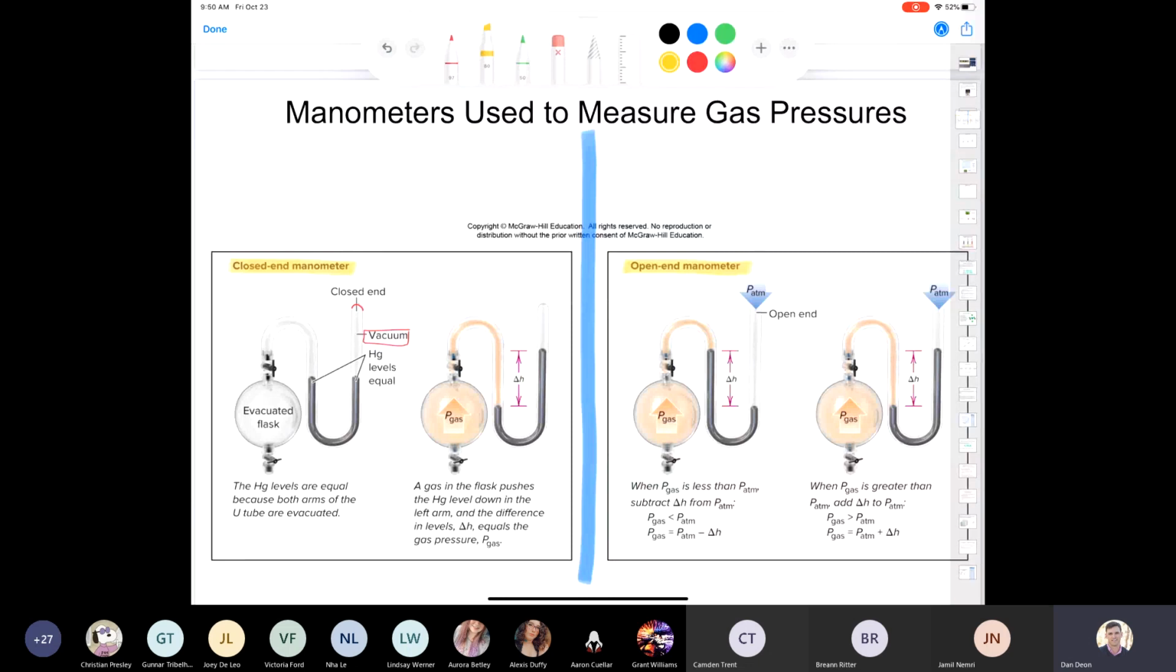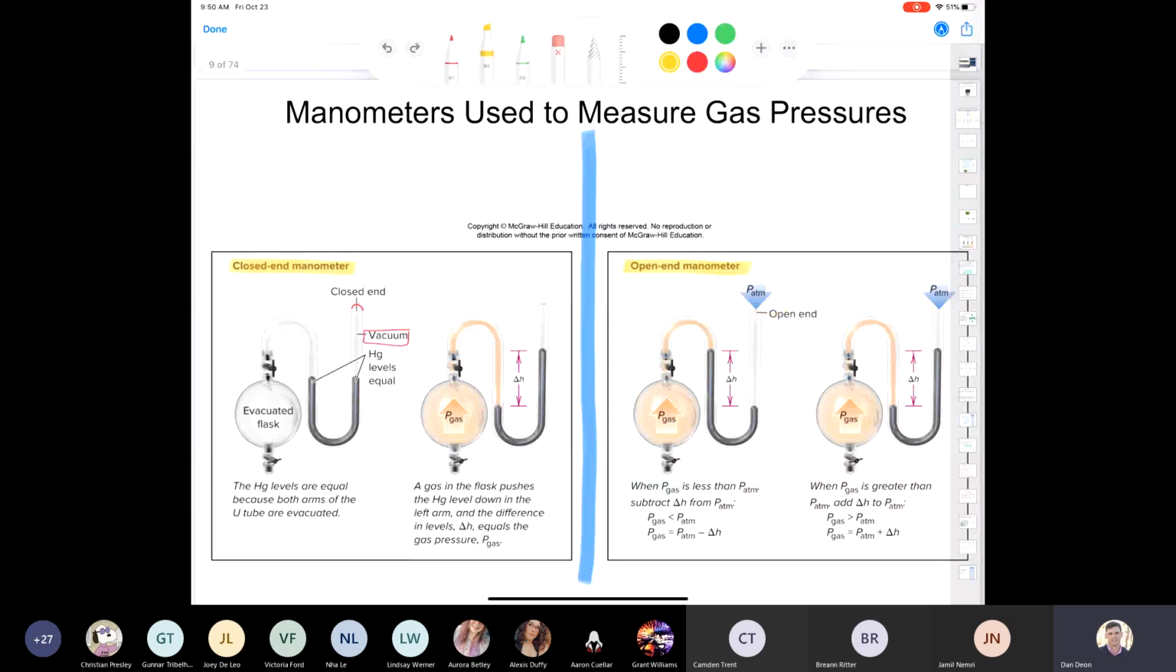Now, over here on the other side, we've got two scenarios with what's called an open-end manometer. And of course, if it's open, what does that mean? It's open to the pressure of the atmosphere. So if you have the pressure of the atmosphere acting on your gas, let me make it simpler, okay? You have atmospheric pressure acting on the open end of the manometer.